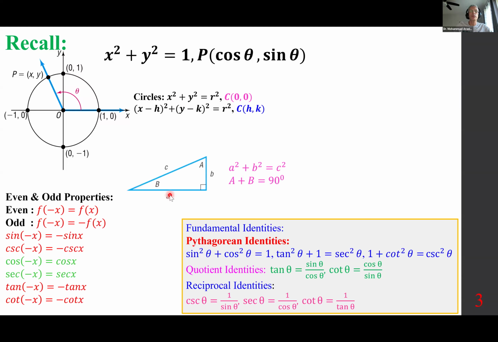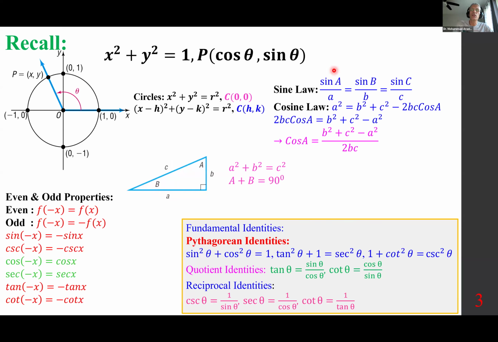In a right triangle, a plus b adds up to 90 degrees and a squared plus b squared equals c squared. The sine law indicates that sine a over a equals sine b over b equals sine c over c, and the cosine law says a squared equals b squared plus c squared minus 2bc cosine a, resulting in cosine a being b squared plus c squared minus a squared over 2bc, which means the cosine law is really the extended version of the Pythagorean theorem, or the Pythagorean theorem is a special case of it.